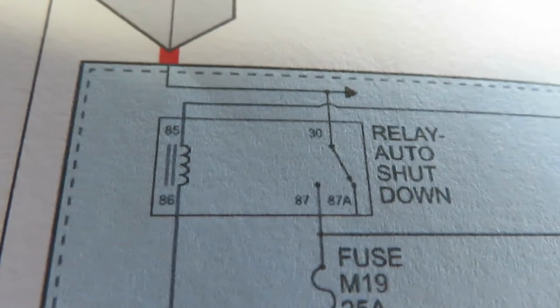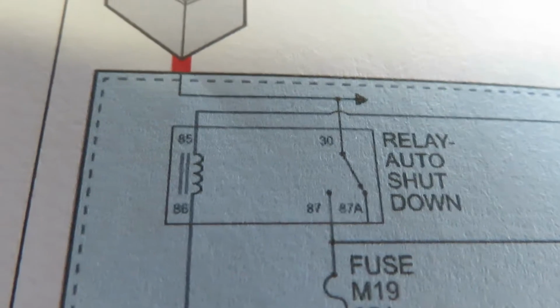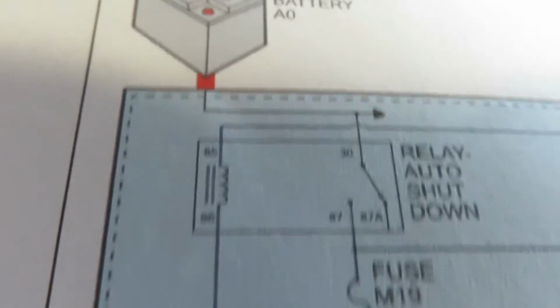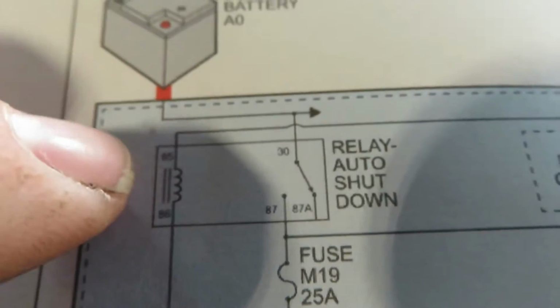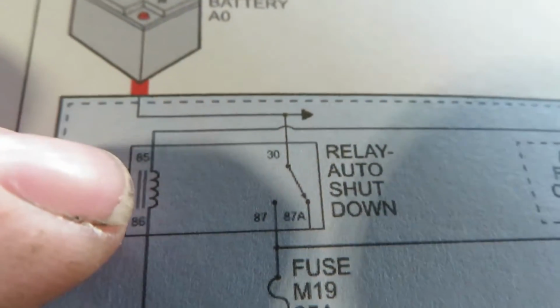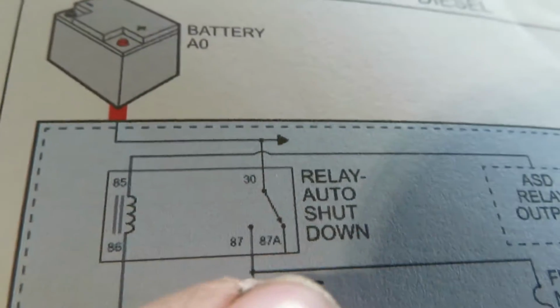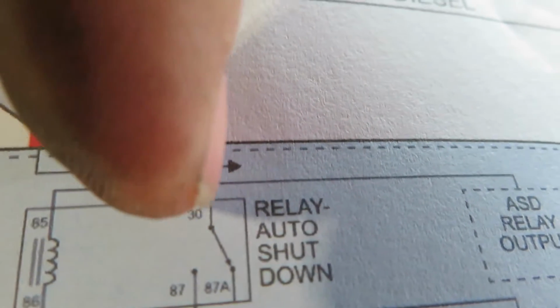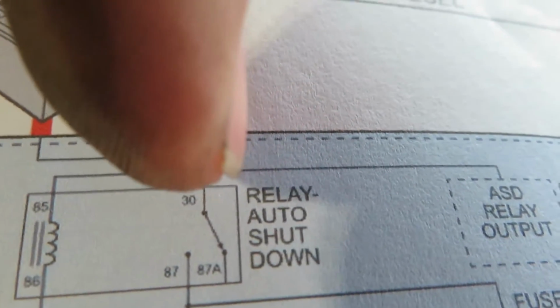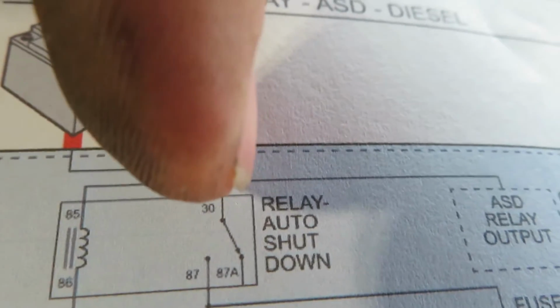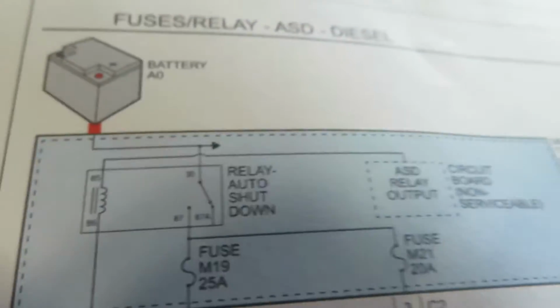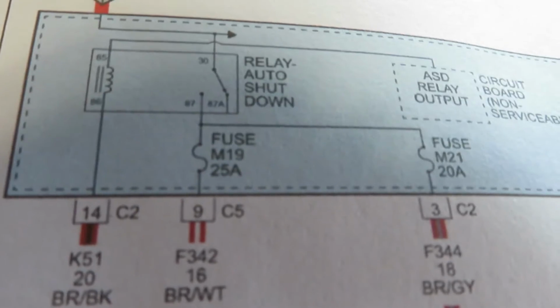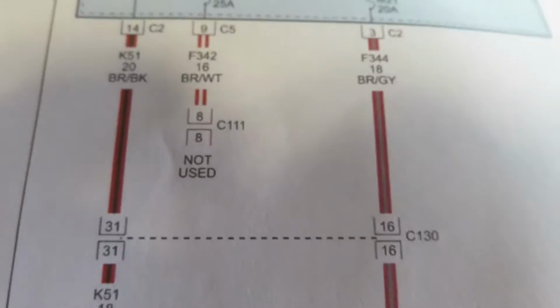So once pin 86 is grounded by the ECM, that sends voltage through that circuit, and this is a symbol for like a magnet. So a magnetic field is built up, and then you can see there's like a switch from 30 to 87A. 87A, there's no pin. So once the magnetic field builds in the relay, it flips over to 87, sends power to fuse 19 and 21.